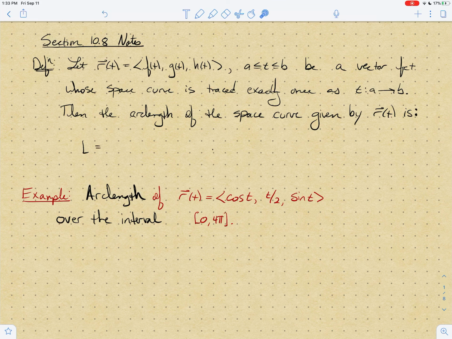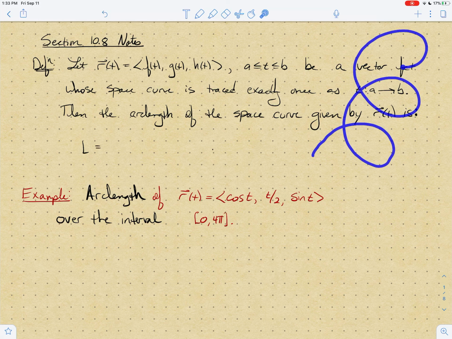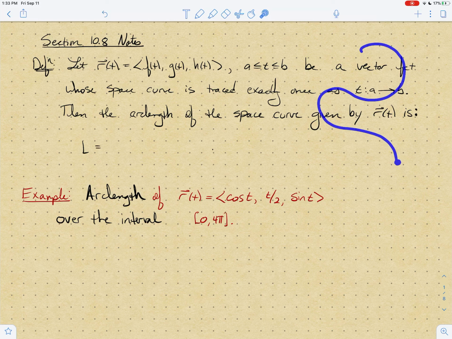Let me show you what I mean. Suppose that my space curve never closes. Well, then that's not a problem. We have to pick a beginning point and an ending point, right? And so that's where the a and the b comes from. Otherwise, you'll have infinite arc length.